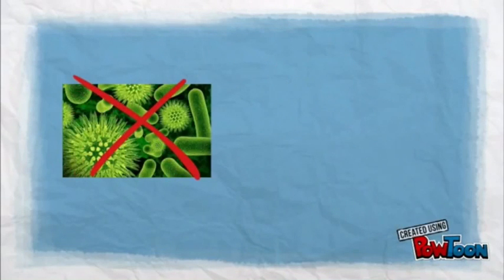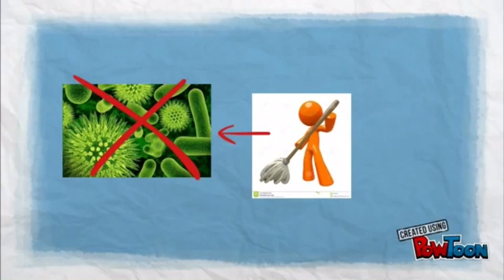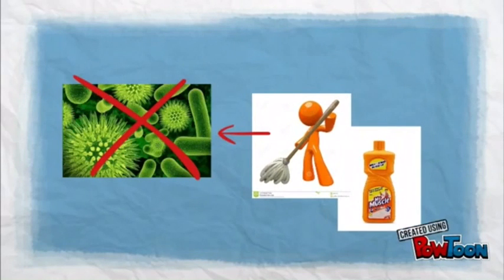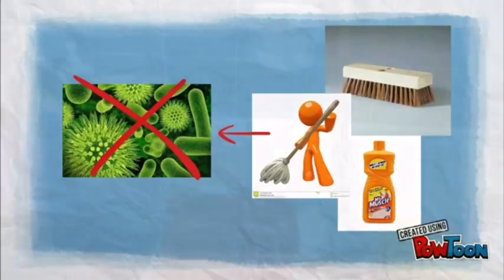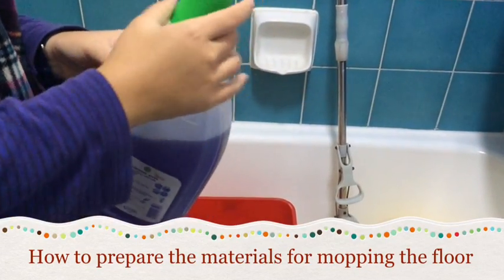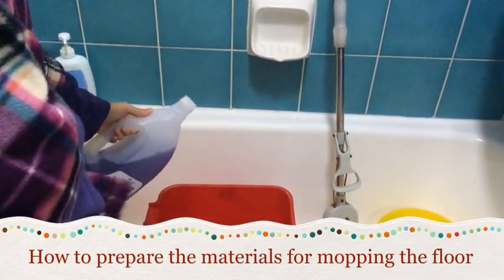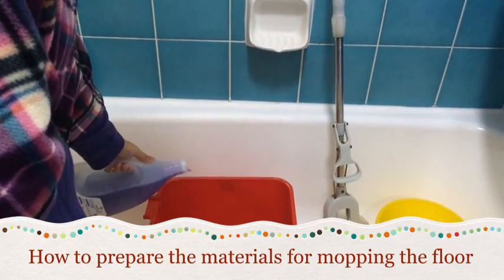Another example of preventing the growth of bacteria and viruses is to mop the floor with dilute floor cleaner, a mop, and a deck brush. First, we dilute the floor cleaner by pouring a cup of floor cleaner into a bucket of clean water.